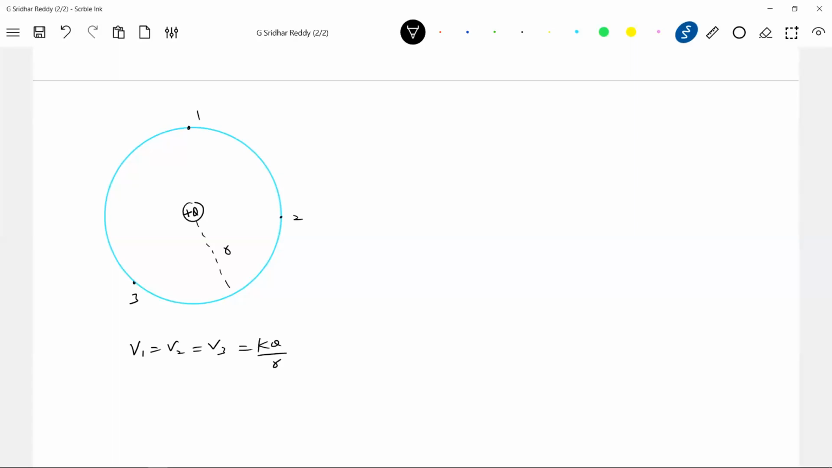What is the work done by an external agent in moving a point charge from 1 to 2? Some test charge. How much work should it do? It should be equal to V2 minus V1. And what is the potential at both the points? It is the same. So it is 0, no?